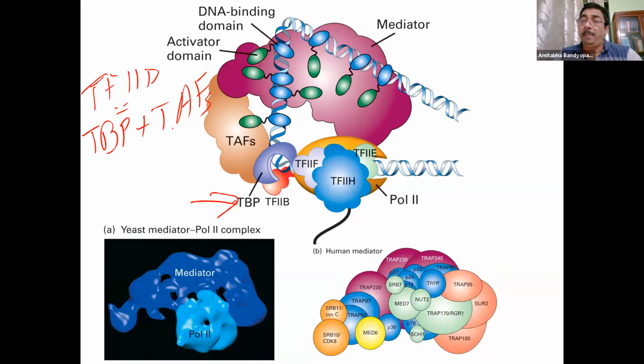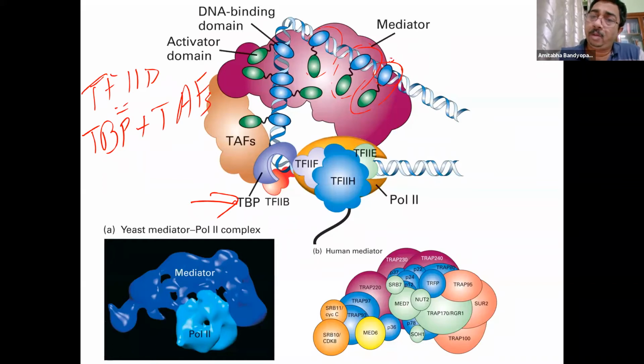This complex interacts with what is called mediator. We will explain mediator a little later. A mediator complex, which in turn interacts with these proteins, which are your tissue-specific transcription factors. They bind to the part of the DNA which is called the enhancer. Okay, we will come to all of this. We will define everything.